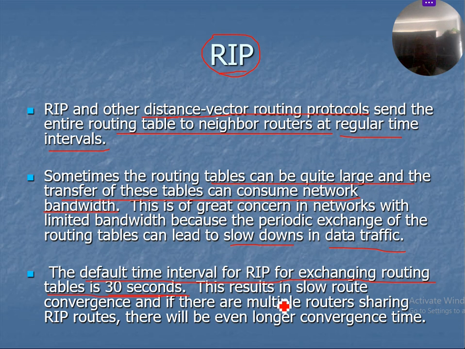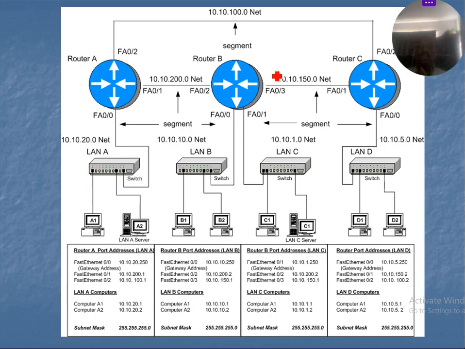Because of this, there will be slow route convergence, with multiple routers sharing route tables. So many routers sharing the same route table means a longer convergence time, so efficiency will be reduced. This is exactly what we say.